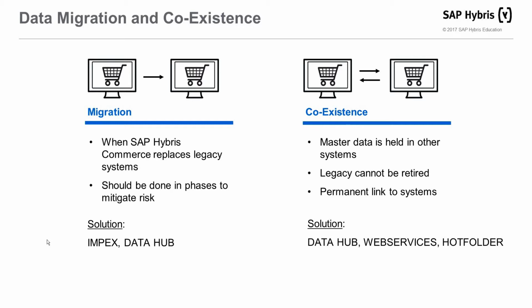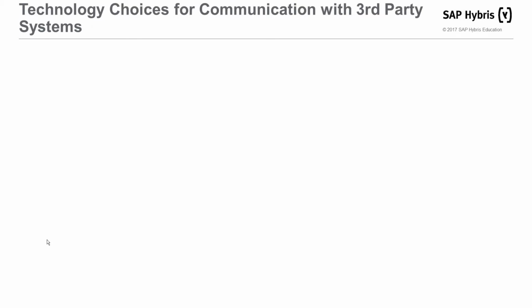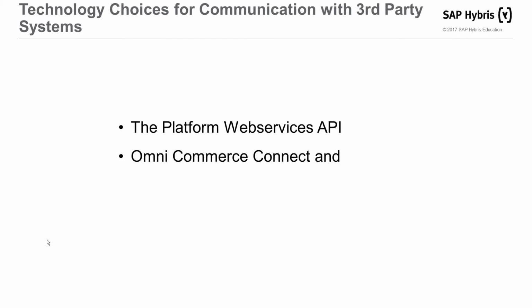Now, what happens if SAP Hybris Commerce wants to communicate with different third-party systems? For example, to expose some of its functionality to an external system or to communicate with payment or fraud detection providers. In this case, the Commerce Suite provides solutions such as the Platform Web Services API, Omni Commerce Connect, and Commerce Infrastructure Services. In the following chapters, you will learn more about the Commerce Suite's type system, as well as the integration solutions introduced in this chapter.